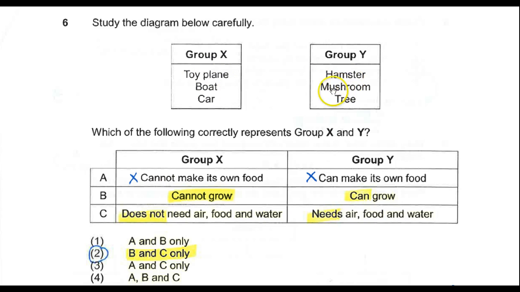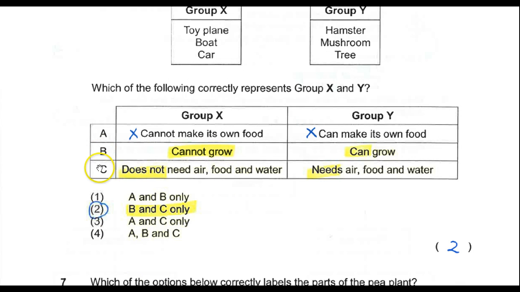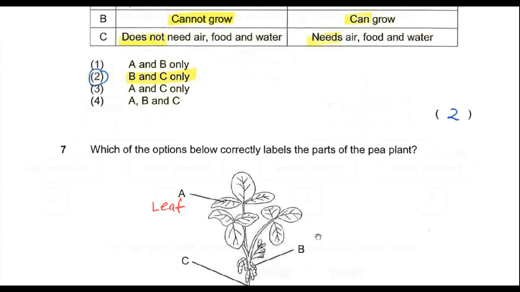Next, group X looks like they are non-living things, and these are living things. Some animals, fungi, and the plant over here, these are non-living things. Now for group X, the choice is they cannot grow. This group X cannot grow. Group Y can grow. Does not need air, food, and water. Needs air, food, and water. All right. The choice is B and C, which is 2.